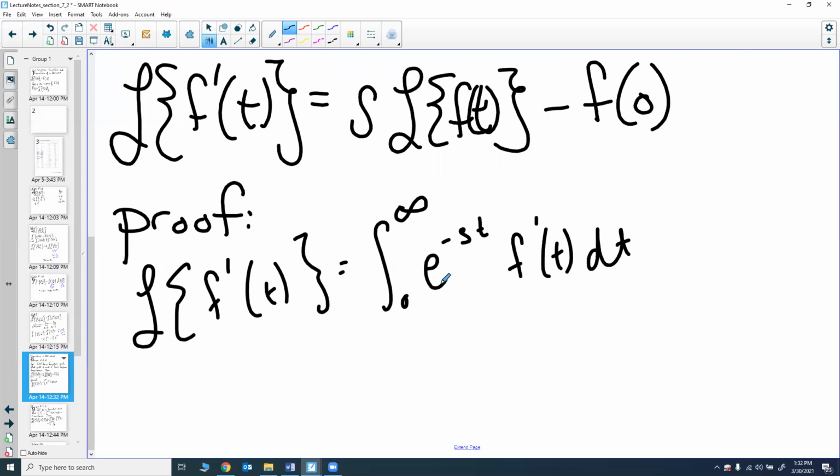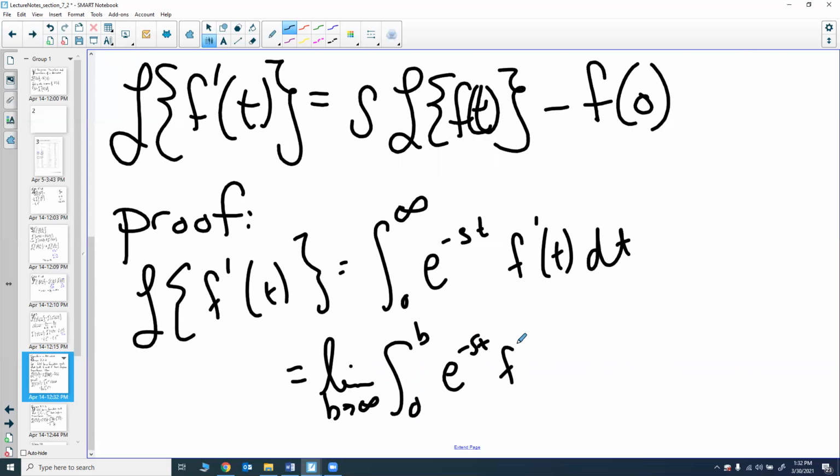So remember, it's e to the minus st times whatever function we're trying to do the Laplace of. In this case, it's f prime. All right, well, that doesn't look great. Let's see what we can do with that. First thing I'm going to do is take this improper integral and write it as the limit as b goes to infinity of the integral from 0 to b of e to the minus st f prime of t dt.